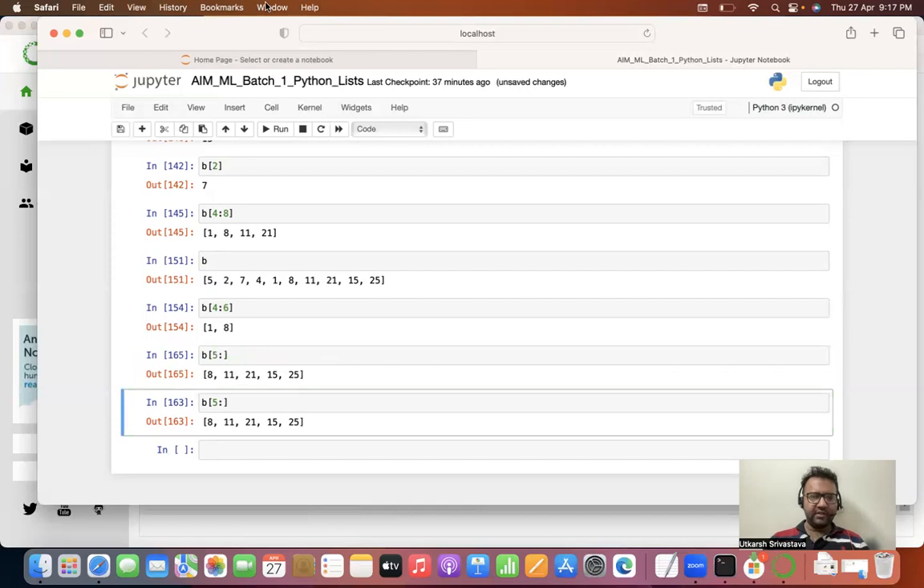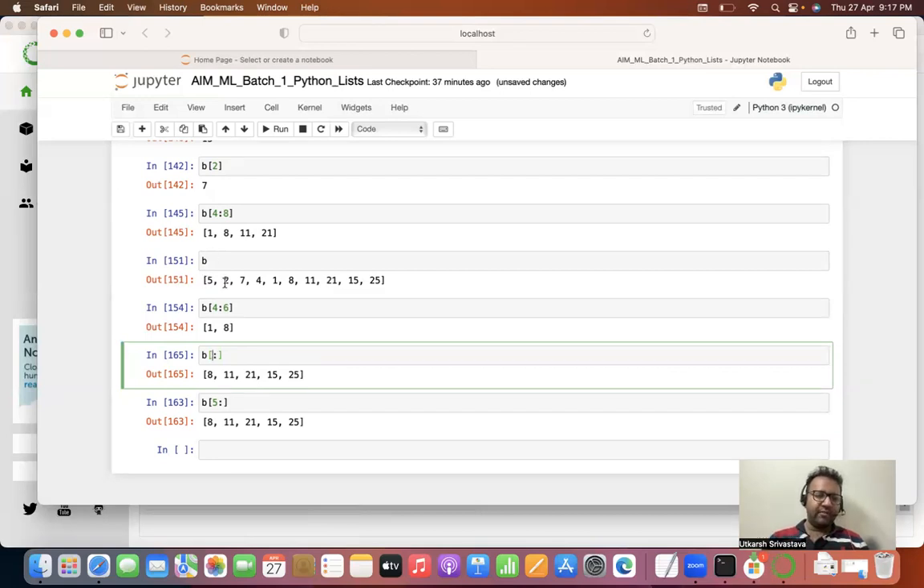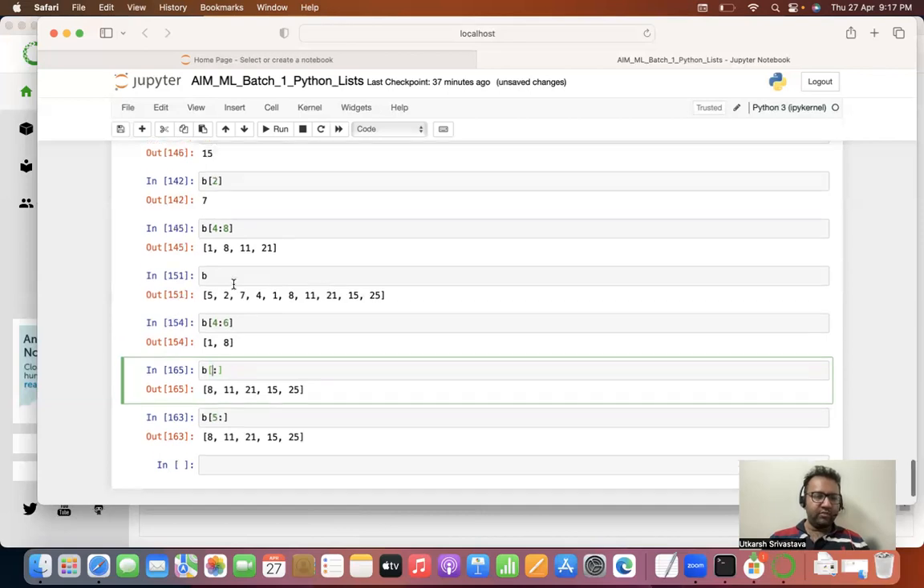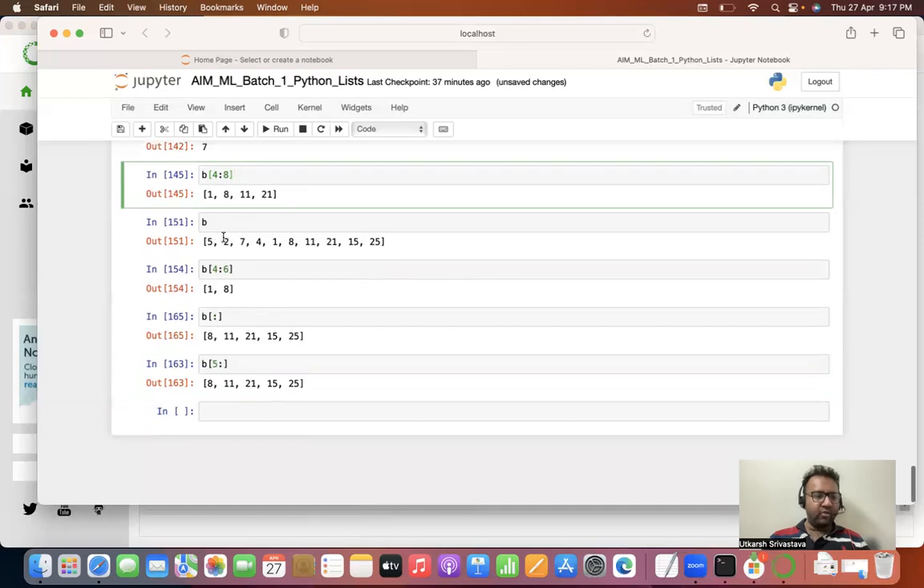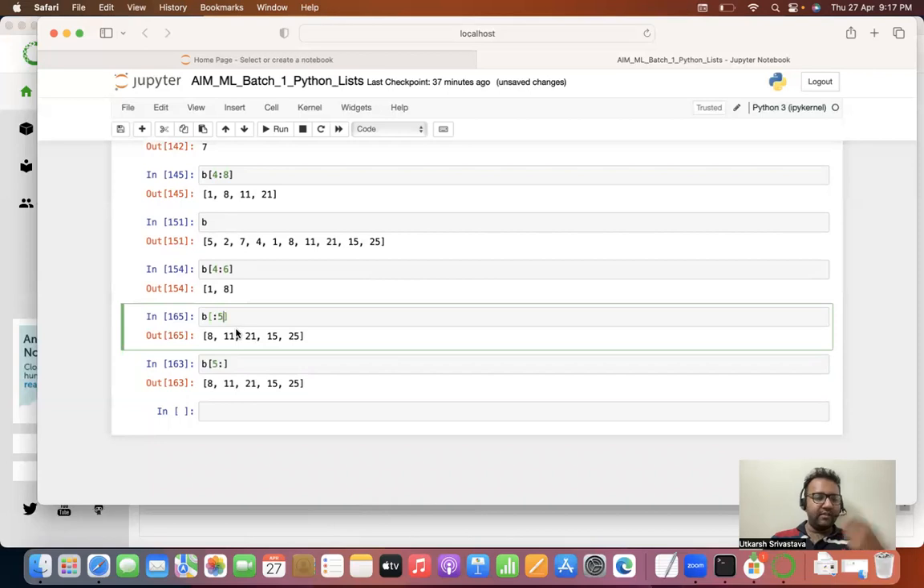Isha answered it, so I wrote it. If we write blank on the right side, let's say we want to consider the first five elements, 5, 2, 7, 4, 1. So 1 is at which position? 1 is at fourth position. So 4 we won't write, because 4 will get excluded. So we'll write 5 and leave it blank over here.